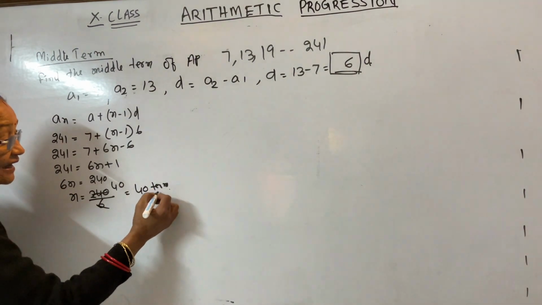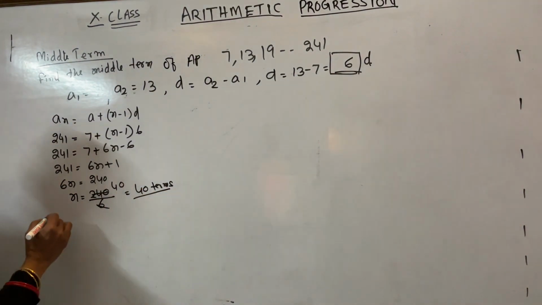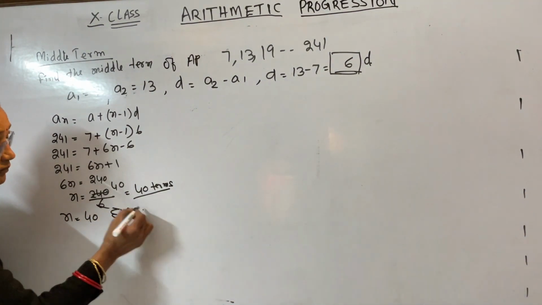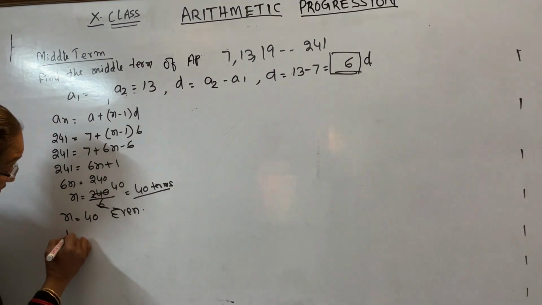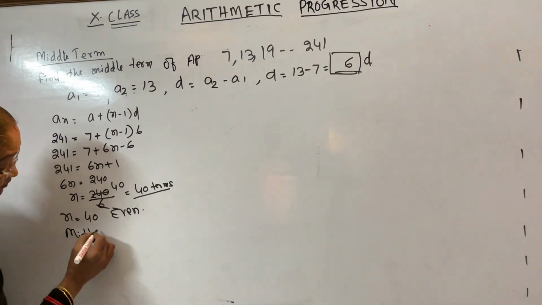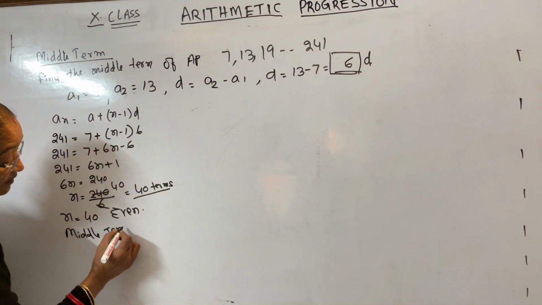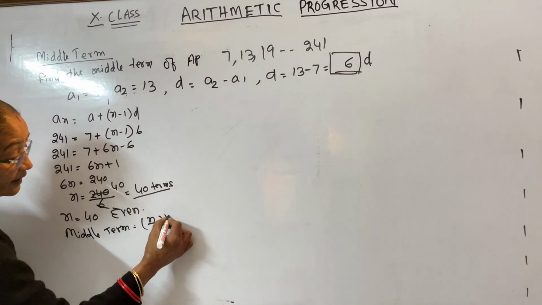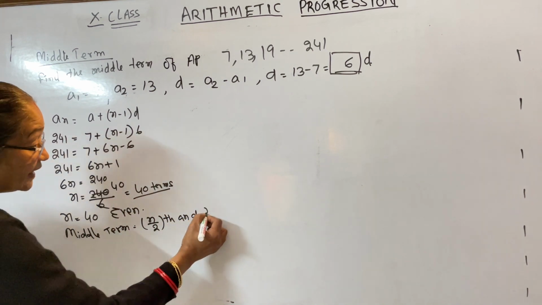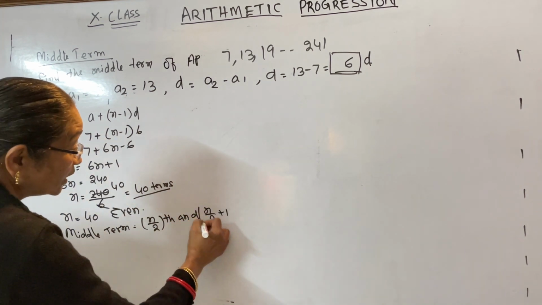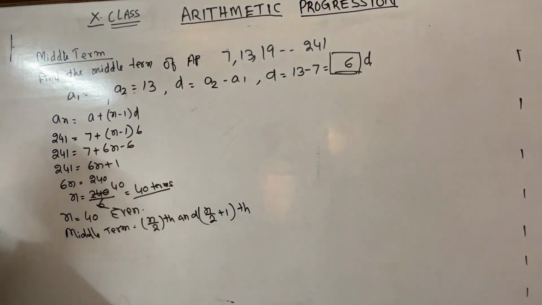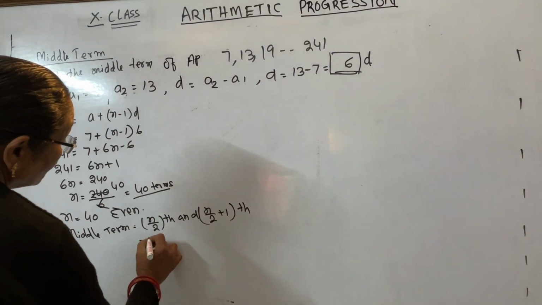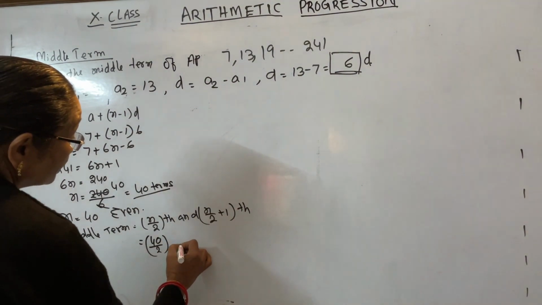How many terms are there? 40 terms are there, so n equals 40. This is even. So for the middle term, how will you find it? The middle term for even equals what? n upon 2 and n upon 2 plus 1. This is the formula. First, what is our n upon 2? 40 upon 2. Okay? The second one is what?